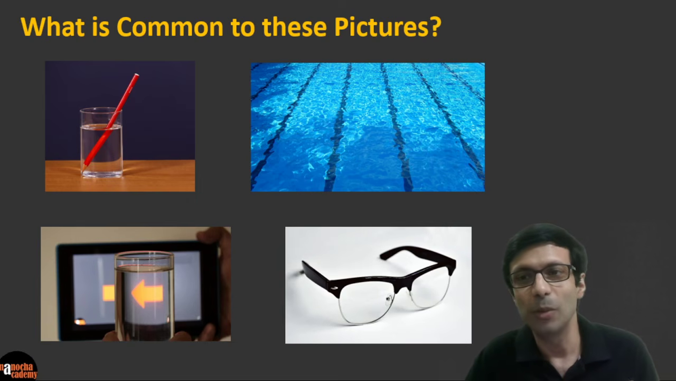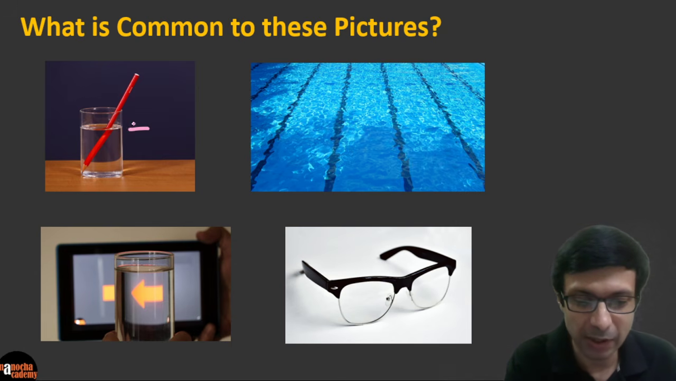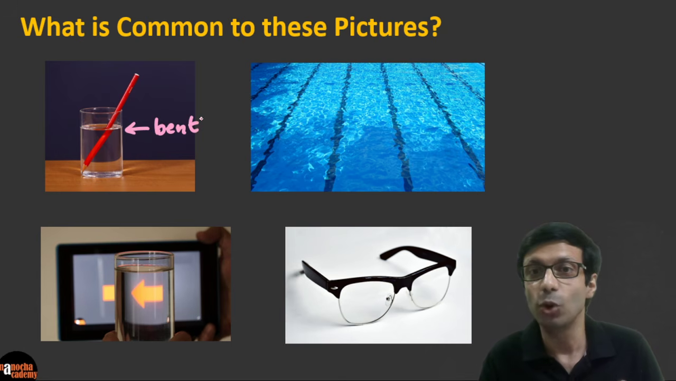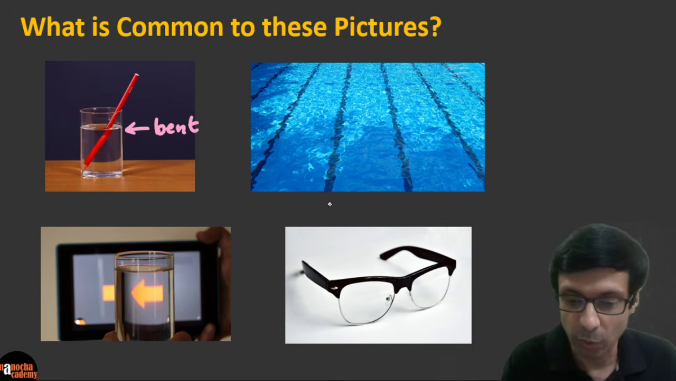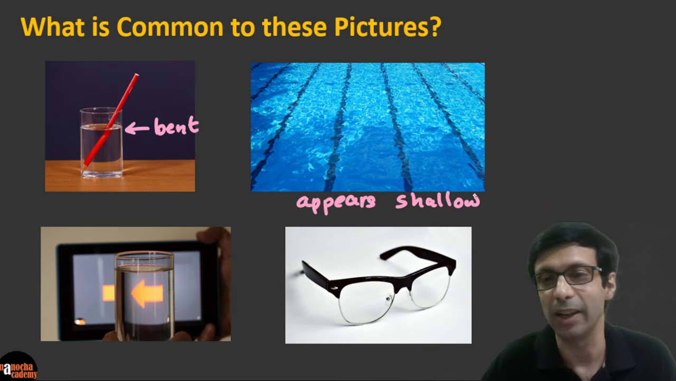So what is common to these pictures that you see here? In this picture the pencil appears bent when it's placed in water. And when you look at a swimming pool, it appears to be shallow, so it appears shallower than it really is.